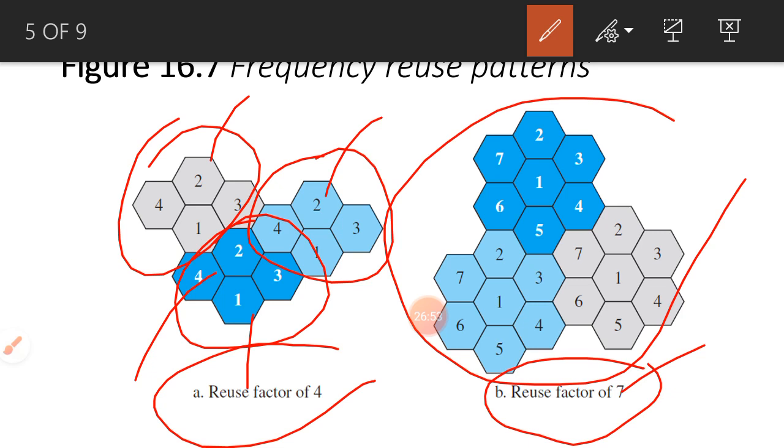Next we will discuss 4G and 2G; we will discuss that in the next video lecture.